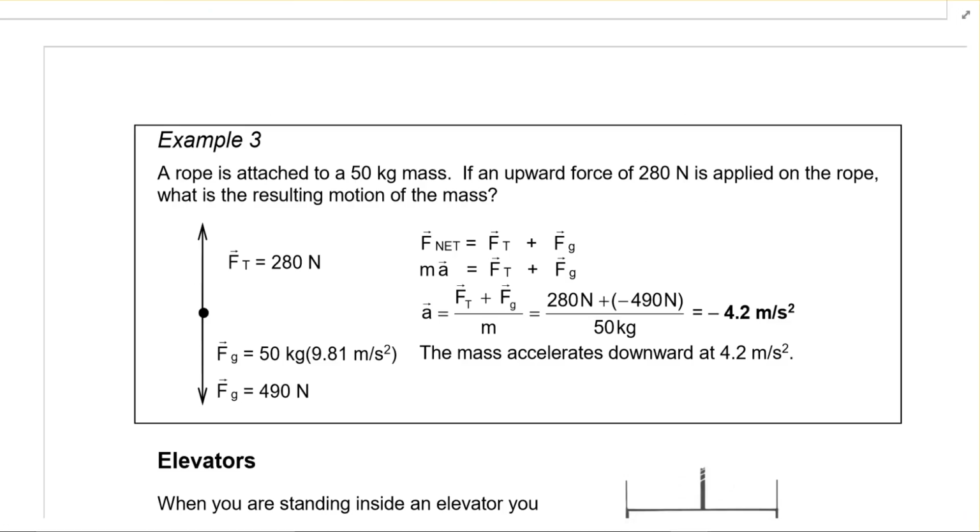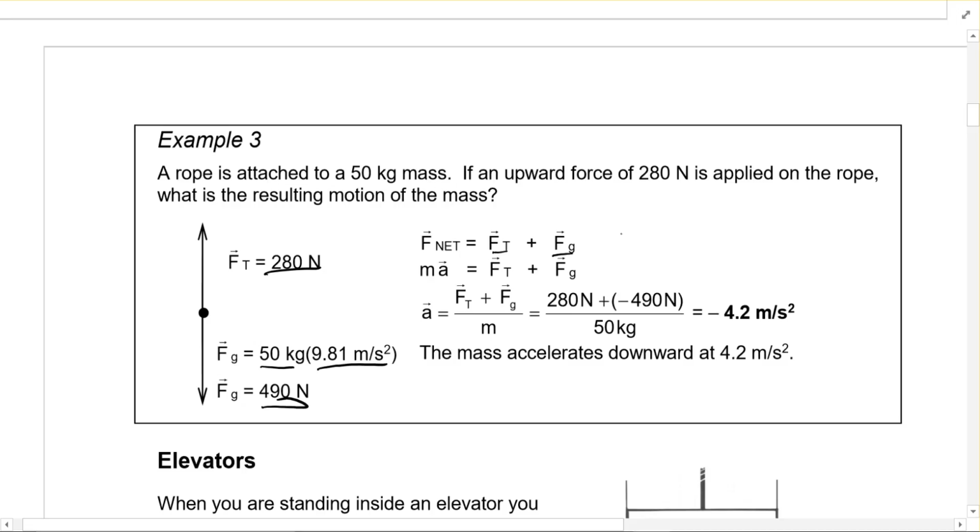So in this question, we are going to see what actually happens. Does this thing accelerate up or does it accelerate down? It says a rope is attached to a 50 kilogram mass. If an upward force of 280 newtons is applied on the rope, what is the resulting motion of the mass? So 280 newtons up, is that enough to keep this thing from going down? Well, if you just figure out that Fg is equal to mass times acceleration, that's 490. That's bigger, right?